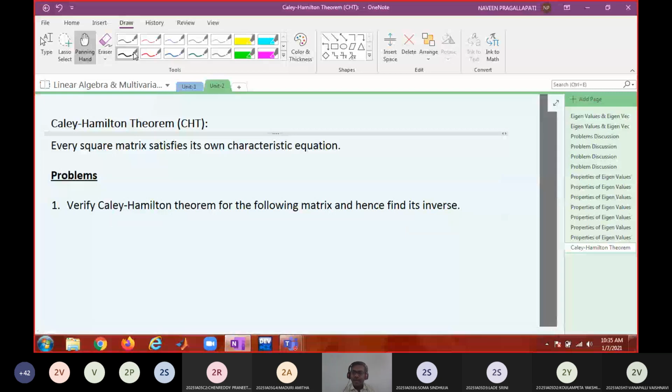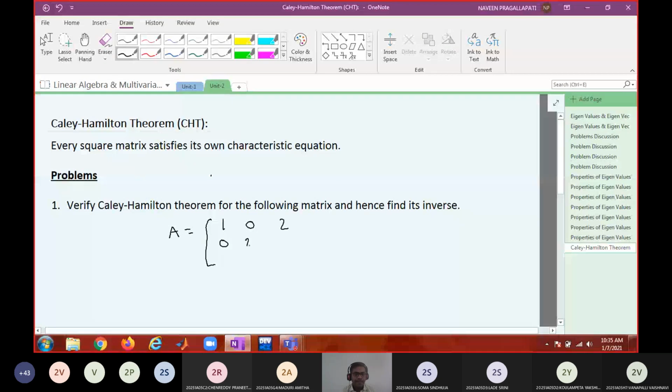So now write down the matrix. Matrix A is equal to [1 0 2; 0 2 1; 2 0 3].